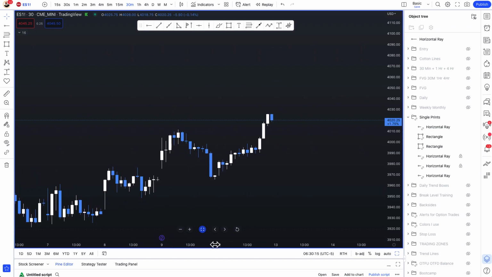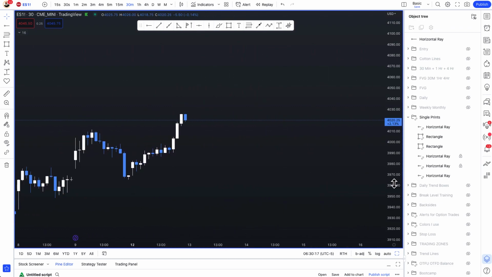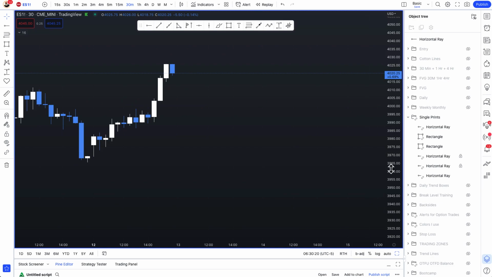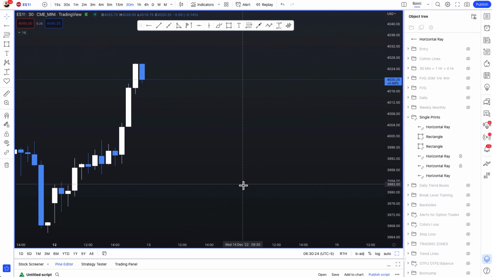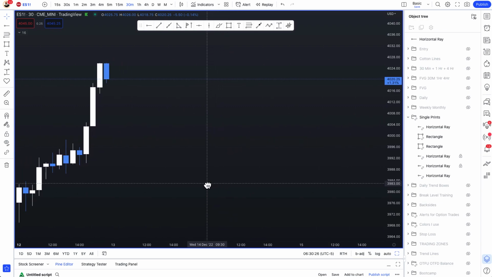And yesterday was December the 12th. What I like to do is expand this pretty nice, and then slide over where I only see December 12th. These are the 30-minute time periods yesterday. By the way, they're lettered A, B, C, D, E, F, G, H, I, J, K, L, M. Those are the 30-minute time periods. What we're looking for is where did price only trade once?